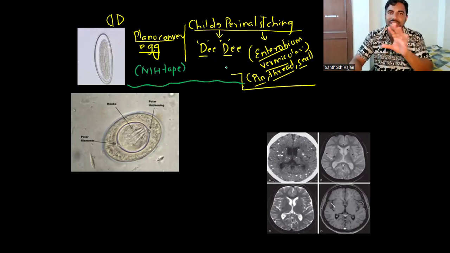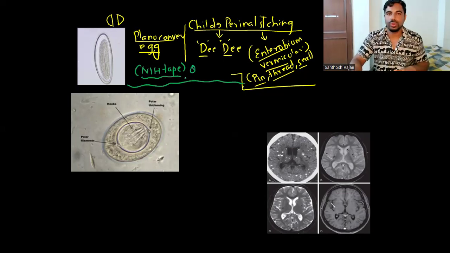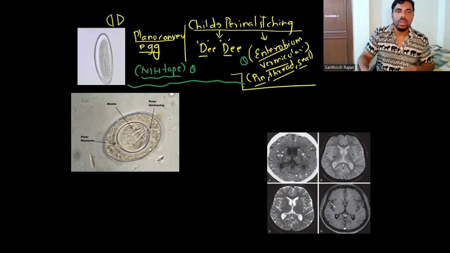So you can place the egg in that perianal skin. So you have to use the NIH, National Institute of Health tape, and then you remove it and examine it. Okay, this is the special thing you're going to do. We call it NIH swab or Scotch tape. These are the special things. So anything with this comes, you will easily answer now. Enterobius vermicularis.